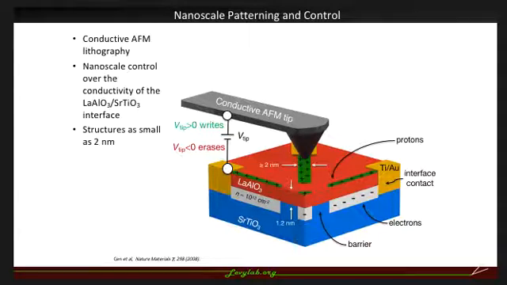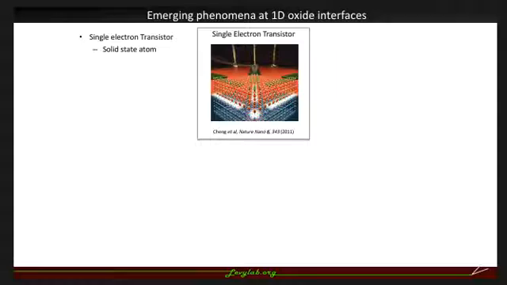And so this positive voltage on the AFM tip will write these channels, and then we can apply a negative voltage to the tip to selectively erase them and create barriers, which allows for the creation of some very interesting devices. So for example, we can create single electron transistors where we have a 1.5 nanometer conducting island at the interface, which can then be controlled using gates, which are also defined using conductive AFM lithography.